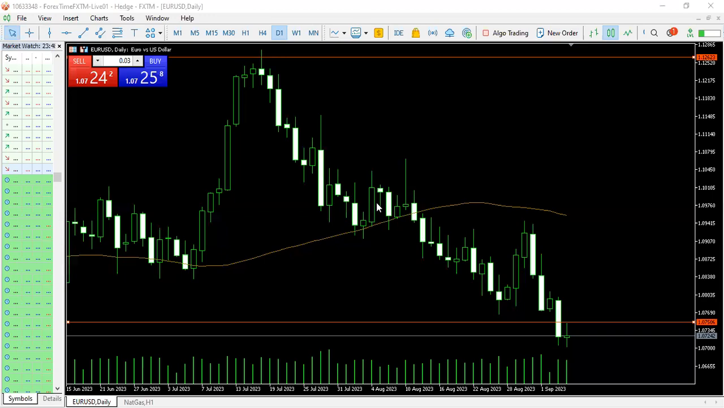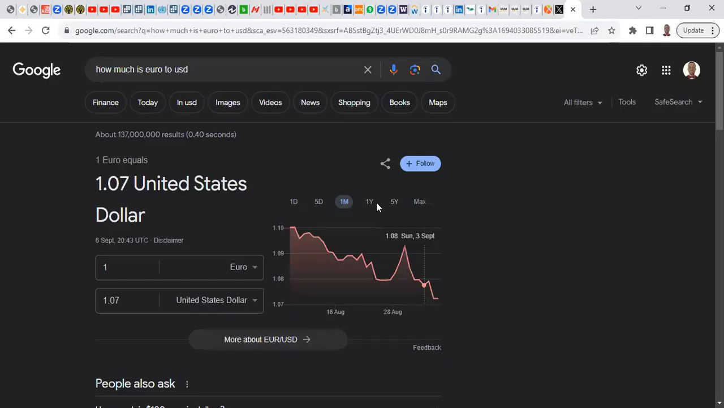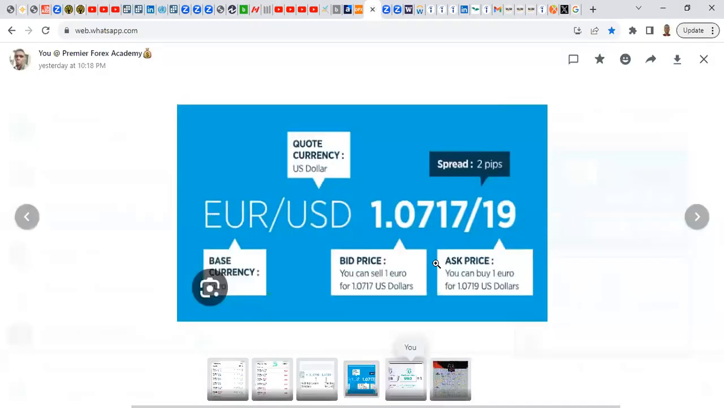Not at all, sir. So, can you throw more light on the asking and the bidding price? Because it was not just clear when you were explaining that. Okay, from the graph, please. Let me go back to it.